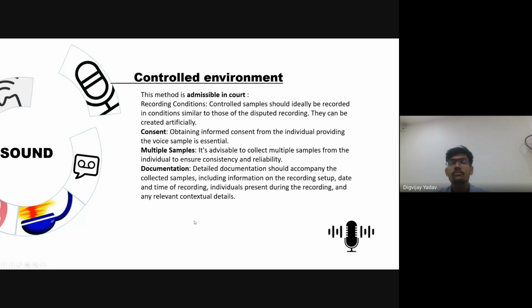So first of all, recording conditions have to be maintained. The loudness or the silent area, or some crickets going in the background, for example.